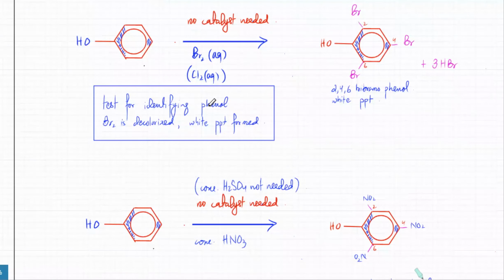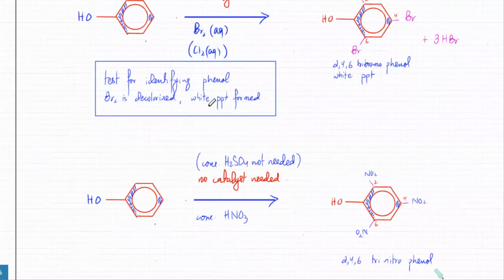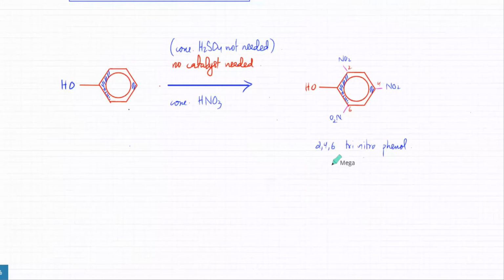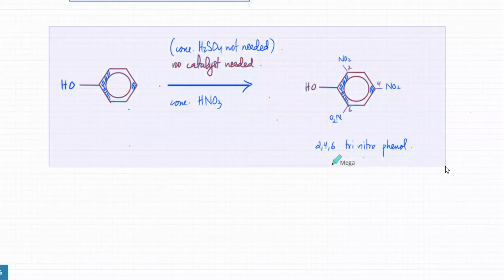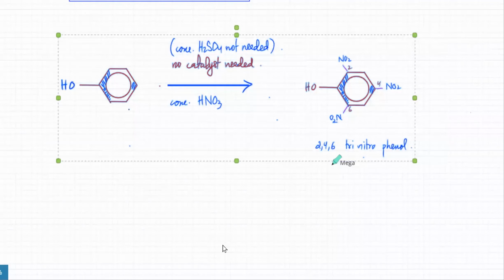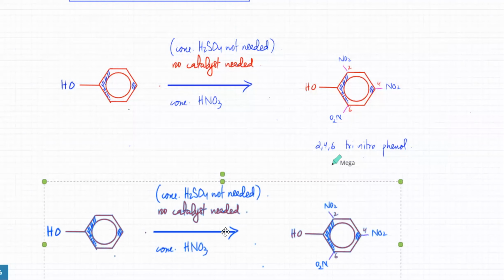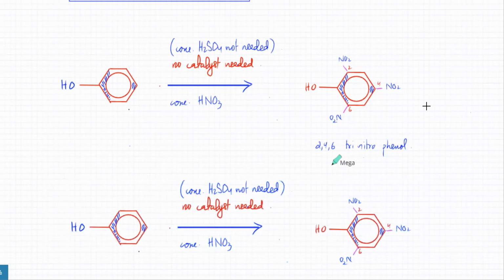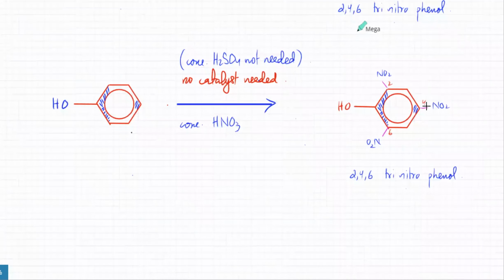So remember, reactions are a lot faster and a lot more rigorous, and that's the difference when you have phenols. And for nitration, there's another one, and that is that the reaction will also happen with dilute nitric acid. Again, no catalyst is needed. So there are 2 nitration reactions. The only difference between the 2 is that in dilute, you don't get so many NO2 groups.